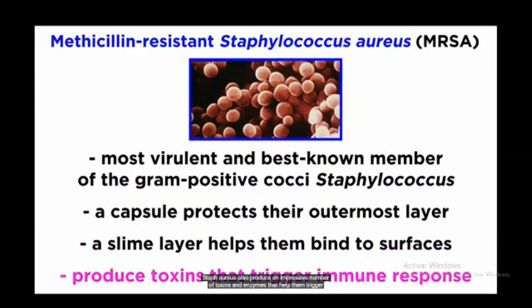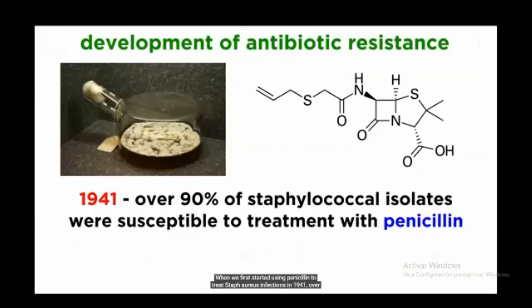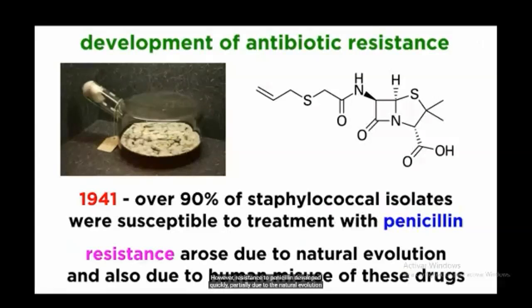Staph aureus also produce an impressive number of toxins and enzymes that help them trigger immune responses and destroy healthy tissue, truly wreaking havoc in the body. When we first started using penicillin to treat Staph aureus infections in 1941, over 90% of staphylococcal isolates were susceptible to the drug. However, resistance to penicillin developed quickly, partially due to the natural evolution of the bacteria, but accelerated by overuse and inappropriate use of these drugs by humans.